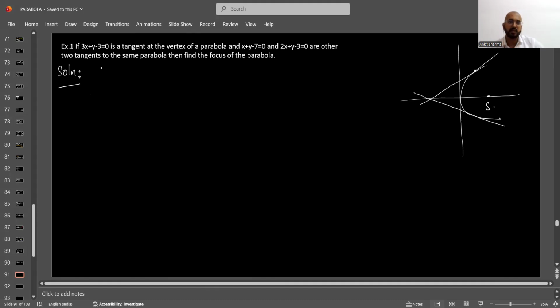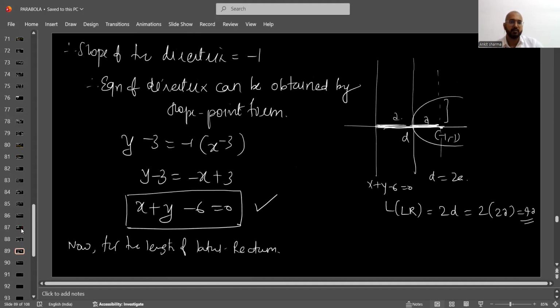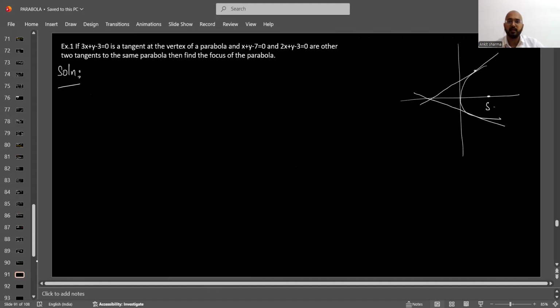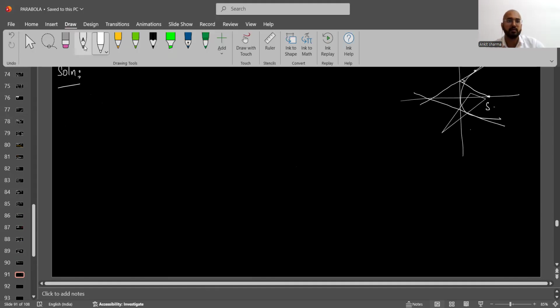But from the property that we have derived, the image of focus, this one won't work because we don't have it. It's not required. This property we can use: the foot of perpendicular drawn from the focus upon any tangent to the parabola lies on the tangent at the vertex. This is a very important property. So if I draw the foot of perpendicular from the focus, of course it will lie on the tangent at the vertex. So this is going to be perpendicular here. And the same story will happen here.